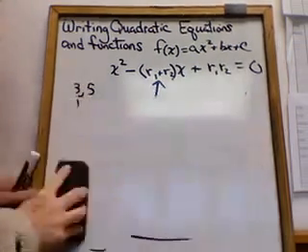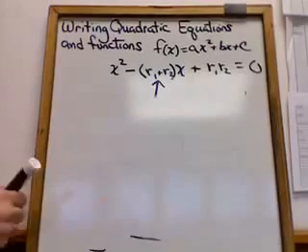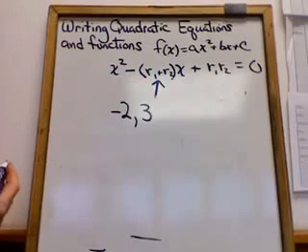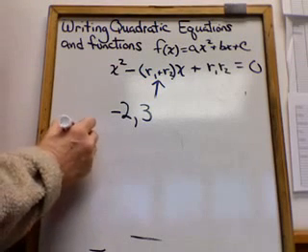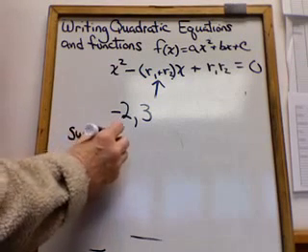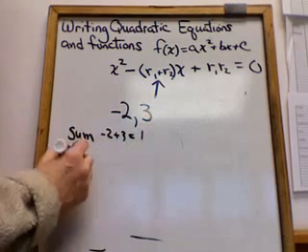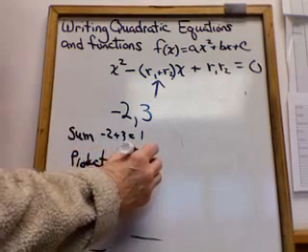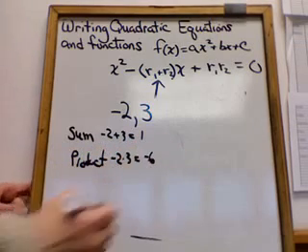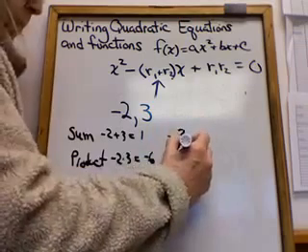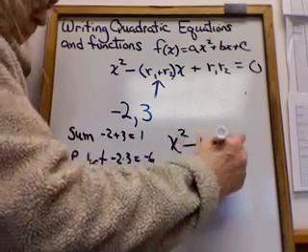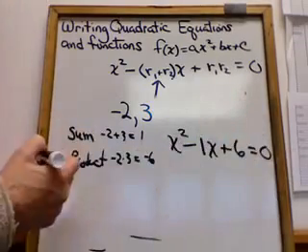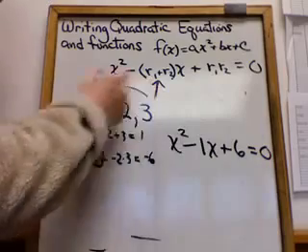So let's do another one just to make sure you get what's going on here. If I tell you the roots are negative 2 and 3, find the equation. Well, what's the sum? Negative 2 plus 3 equals 1. What's the product? Negative 2 times 3, negative 6. What's the equation? X squared minus the sum of the roots plus the product of the roots. There's the equation.